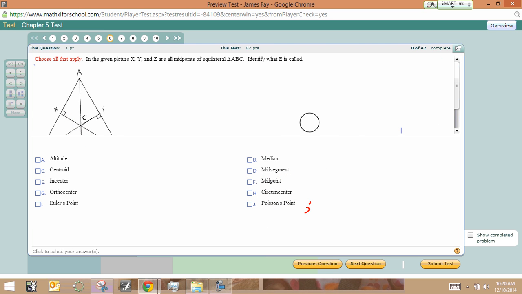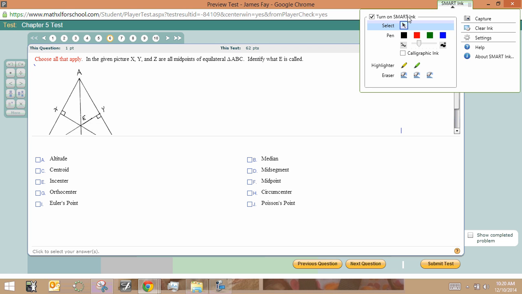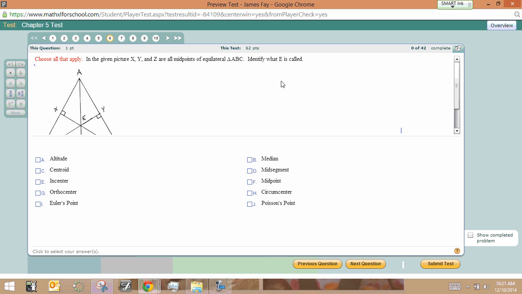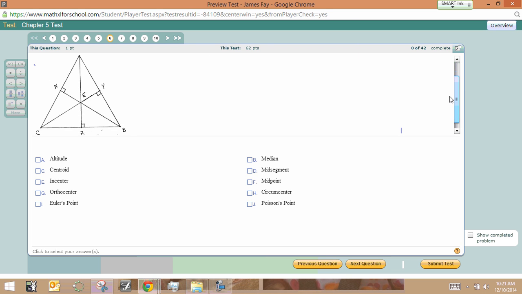This is more of a vocabulary question, and usually I don't go over the vocabulary questions with you, but I will this one. It asks me to identify, in an equilateral triangle, the point E, what it's called. And it also tells me that X, Y, and Z are all midpoints.